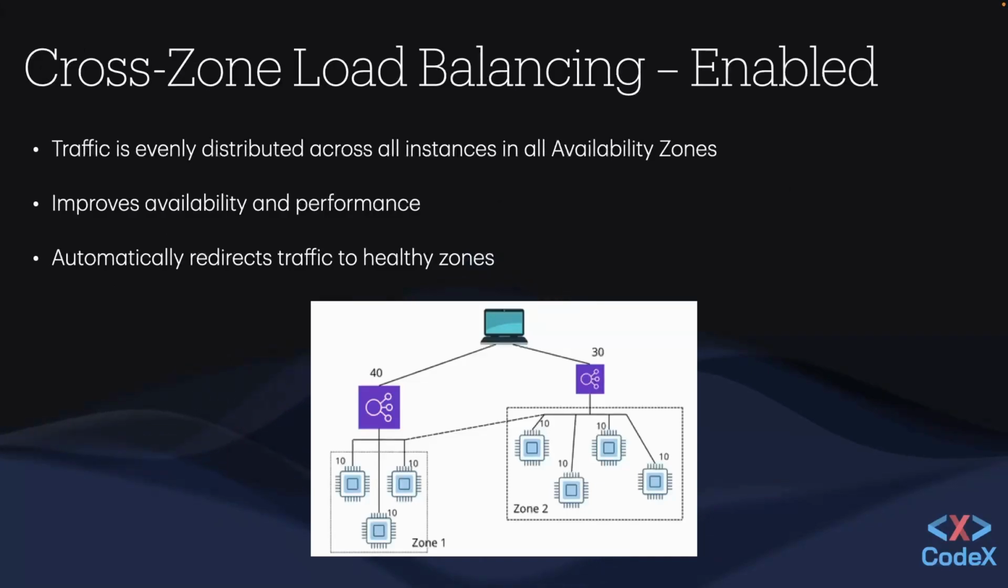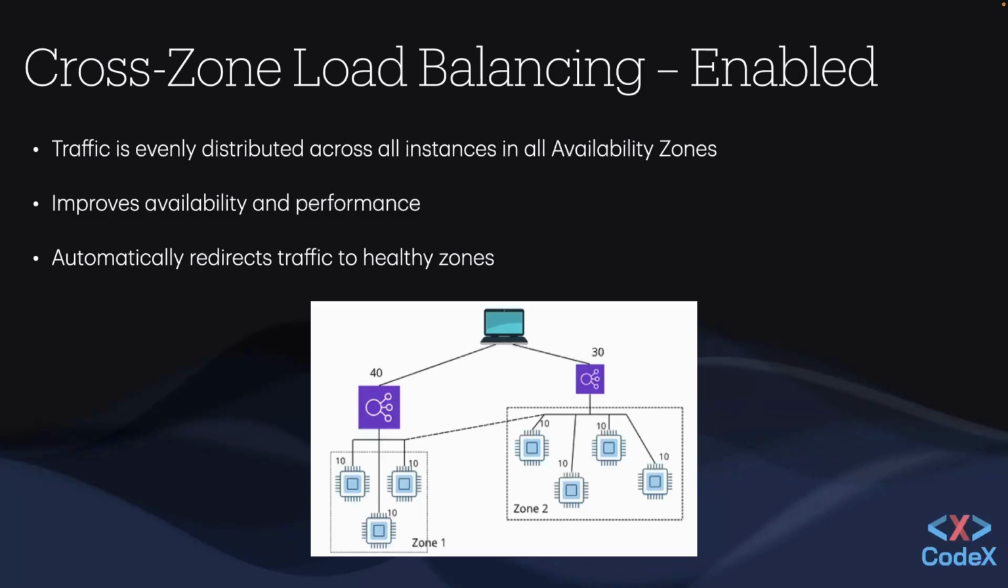Cross-zone load balancing. This feature allows the load balancer to distribute traffic evenly across all registered instances in all availability zones, AZs. In the diagram, we can observe a user, and this user is connected to 2 load balancers. The traffic generated by the user will be sent to both load balancers. One load balancer has a load of 40, and the other has a load of 30. These load balancers are responsible for distributing that traffic among the instances registered under their domain. We can see that each load balancer will be responsible for handling 10% of the total traffic generated.